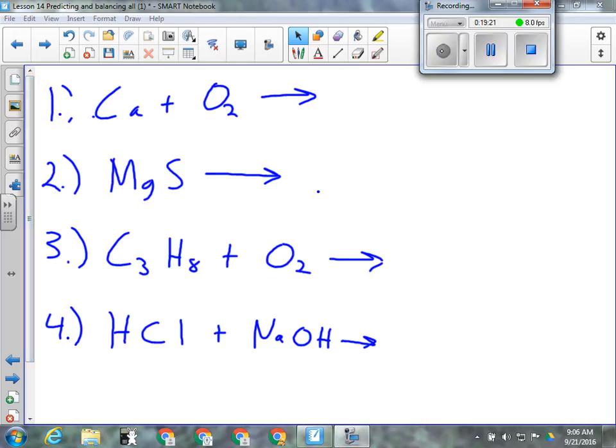Let's see how we do. Like we said, the first step in predicting the products of a reaction is to write the reactants. That's already done for you. Second, I have to identify the type of reaction that's occurring so I know what pattern to follow. In number 1, I've got 2 elements that are reacting.